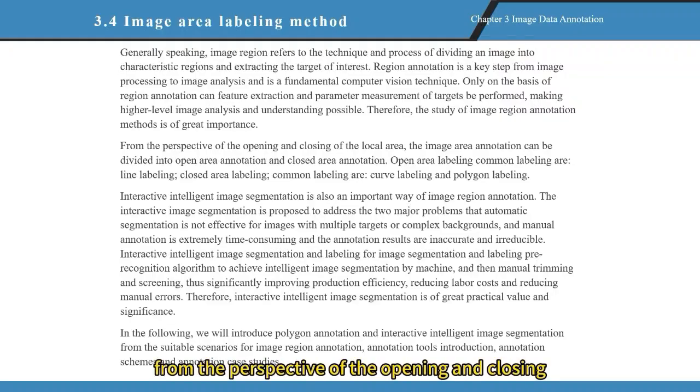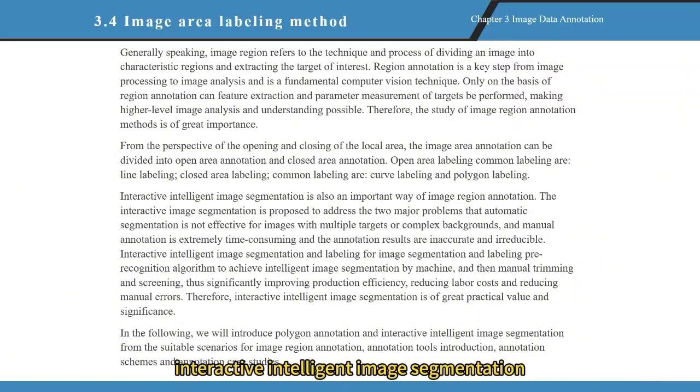From the perspective of the opening and closing of the local area, image area annotation can be classified into open area annotation and closed area annotation. Open area labeling commonly involves line labeling. Closed area labeling usually includes curve labeling and polygon labeling.